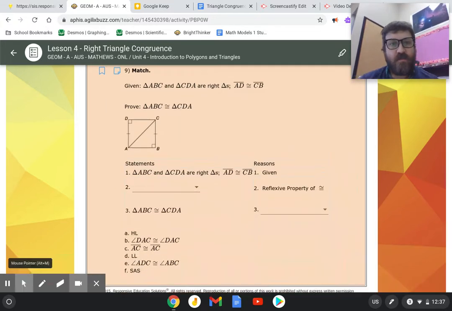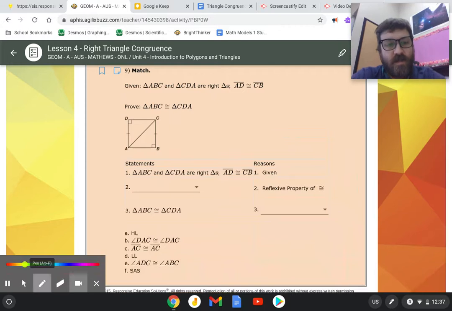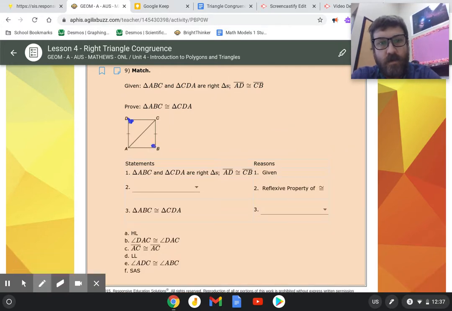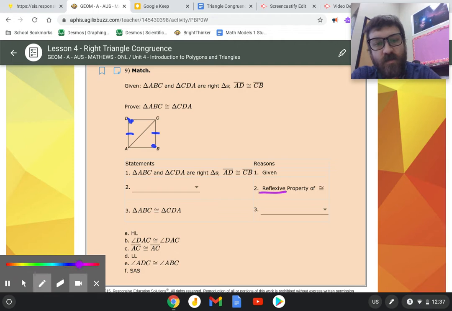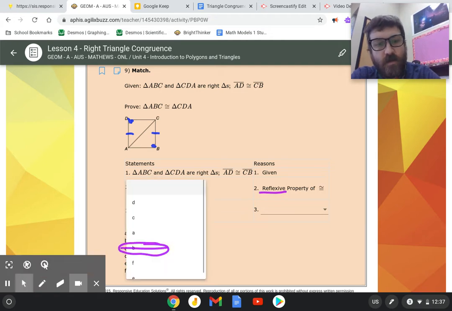We have triangle ABC and triangle CDA are right triangles, and AD is congruent to CB. So we have a right angle here, right angle here. We have these two are congruent. And then they want to use the reflexive property. If I'm using the reflexive property, I should know instantaneously that I'm looking for something where it's the same. And that's why we're going to use answer choice C for that.